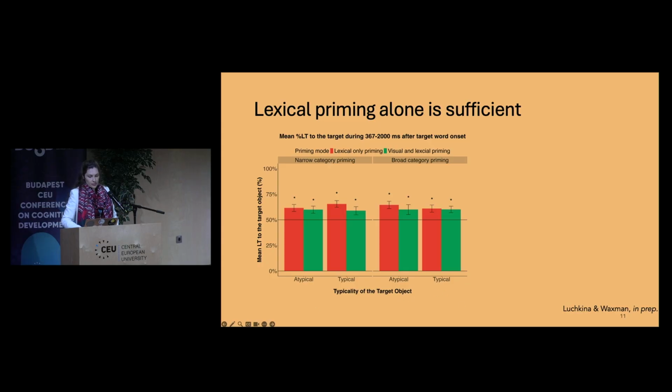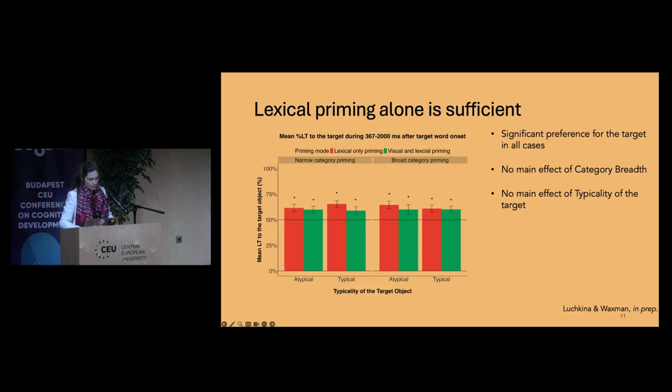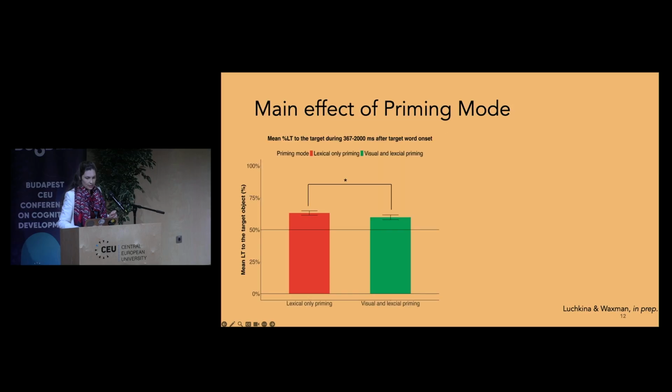So to sum up here, there is no main effect of category breadth. It doesn't matter how we prime them. No main effect of the typicality of the target. There's no simple effects of the priming mode, but there is a main effect of the priming mode, meaning lexical versus visual and lexical. And you can see, maybe you'll see it better on this graph, that actually infants performed a little better, but a little but significantly so, when we primed infants just with words. Now, that's not what we predicted.